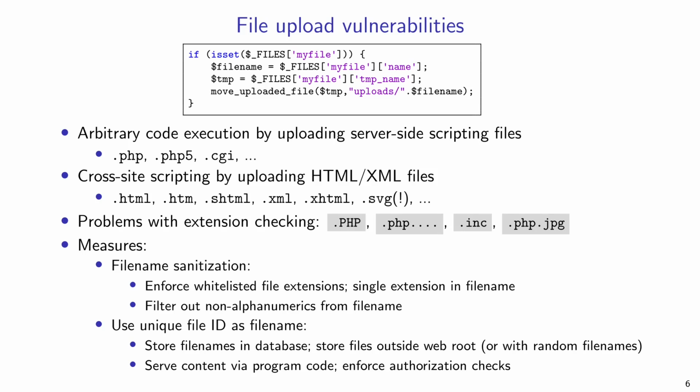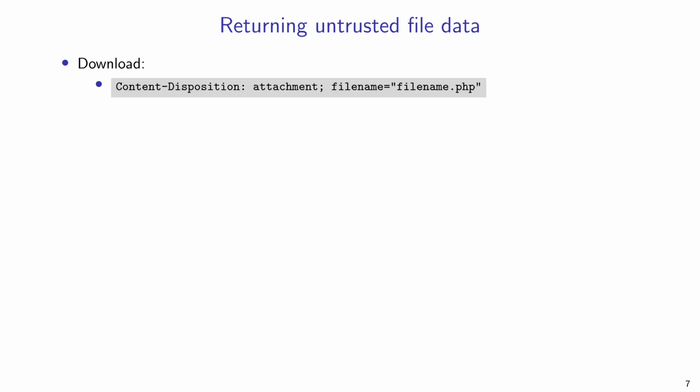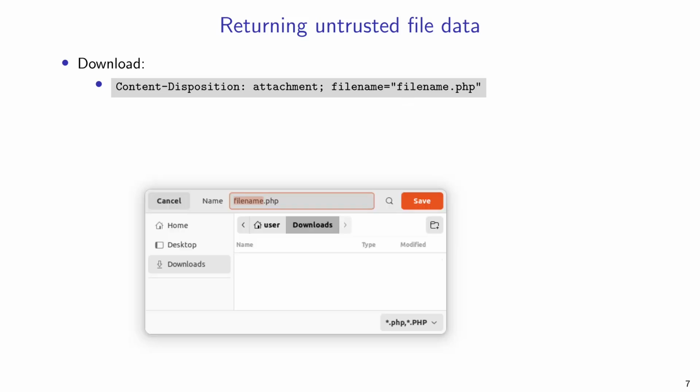Let's look at how we should serve untrusted file contents via program code. So what are the options for returning untrusted file content? The safest option is to return the content for download only. To do this, we must use the Content-Disposition header specifying the parameter attachment, and in the filename parameter, we can provide a file name with which it should be stored on the user's computer. After receiving such a header, the browser will not render the content, but will instead download the file.